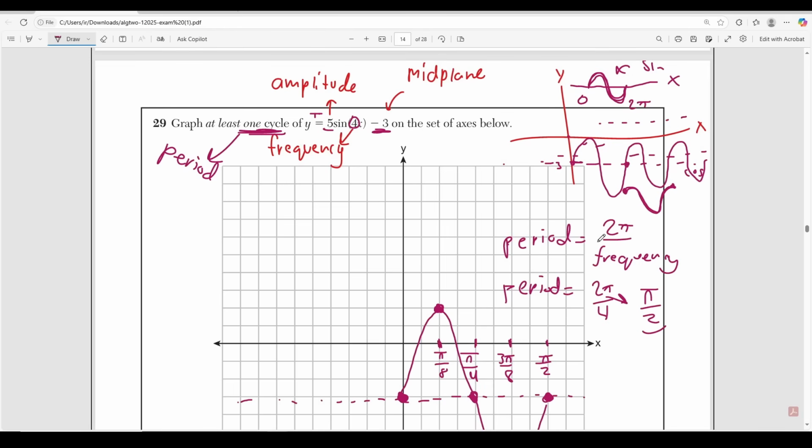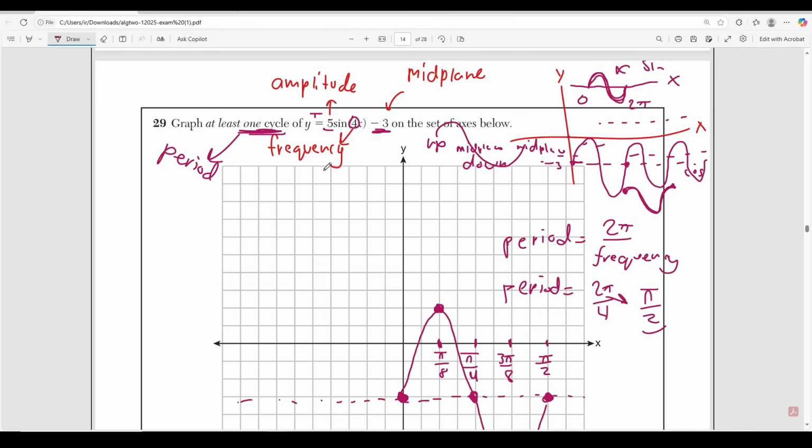So I tried to explain this the best I could. Again, in summary, the amplitude is how many units above or below your midplane you're going to go. The midplane is just the center of the line, okay? The sine tells you what type of function you're going to go. For a sine function, you're going to go up first, then back to the midplane, then down, then back up to the midplane. So something like this, okay? That's going to be one complete cycle.